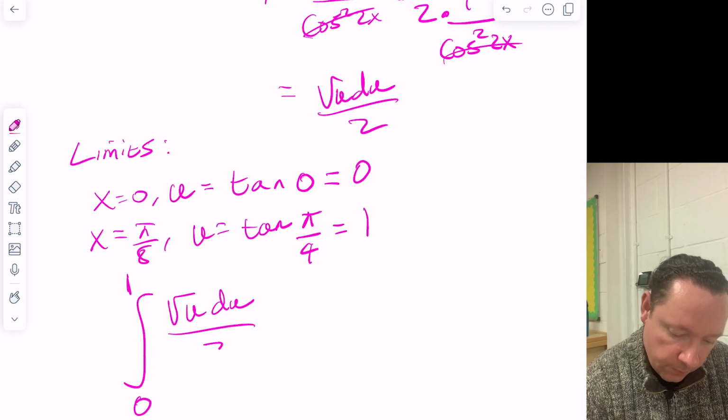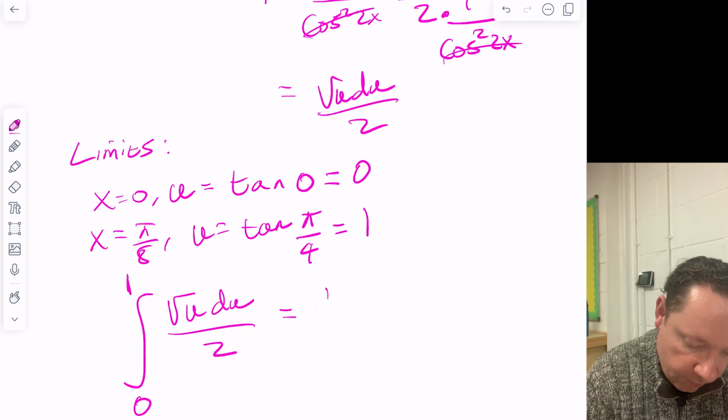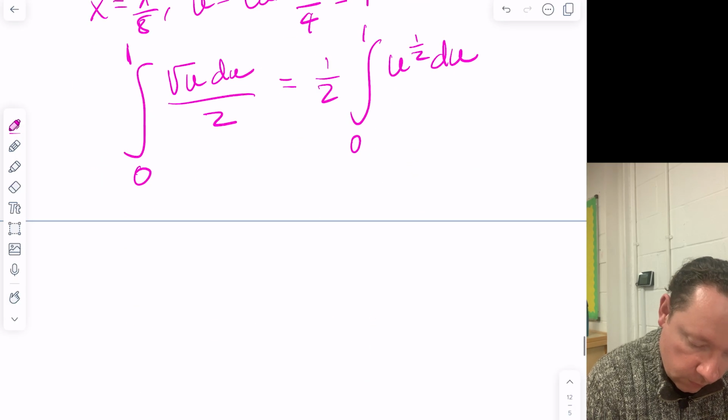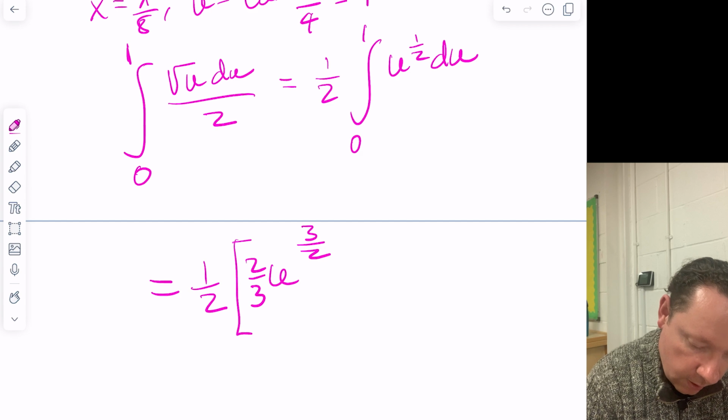So that's a half of the integral between 0 and 1 of u to the half du. So what does that give me? That gives me a half. Add 1 to the power. Divide by the new power. 3 halves becomes 2/3. And that's between 0 and 1.